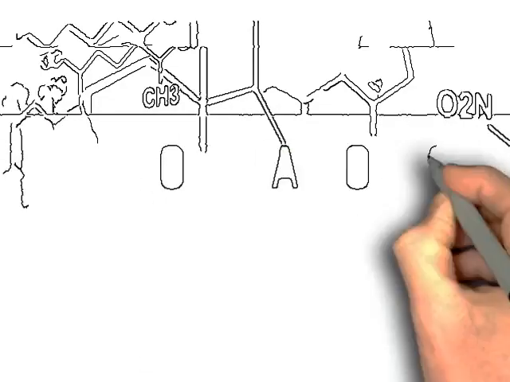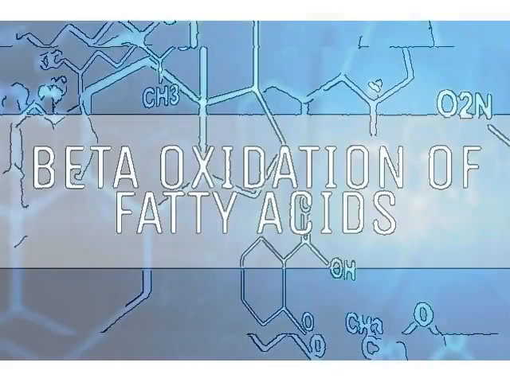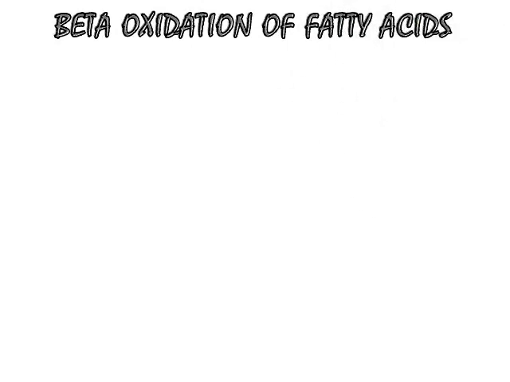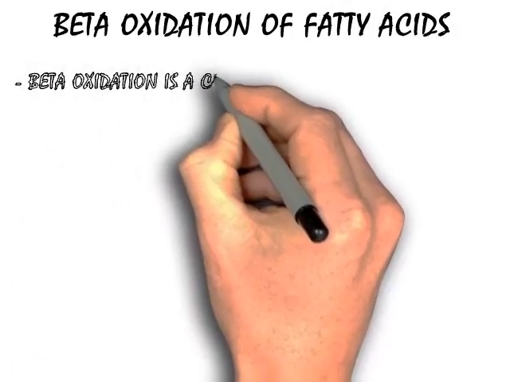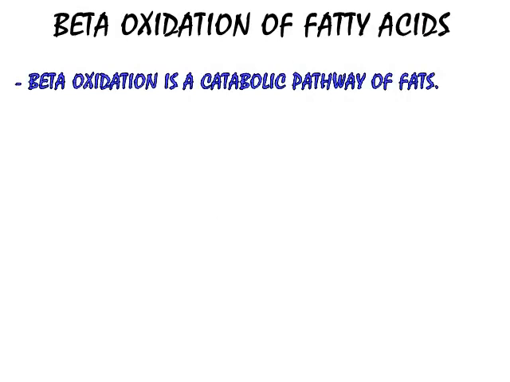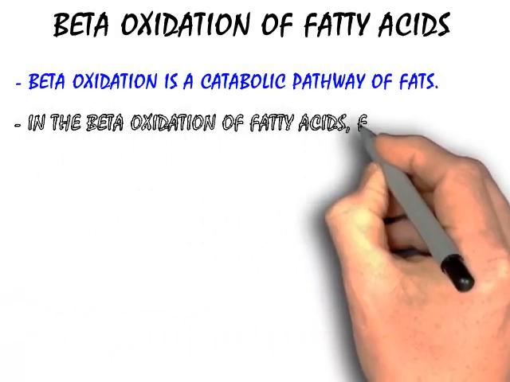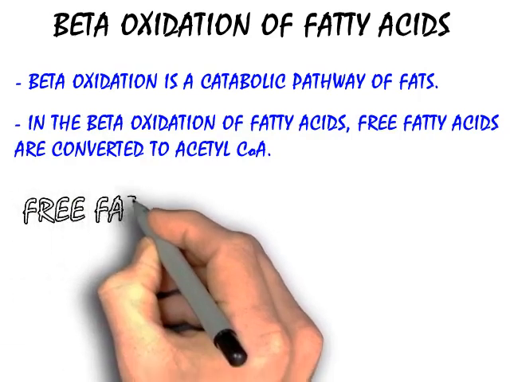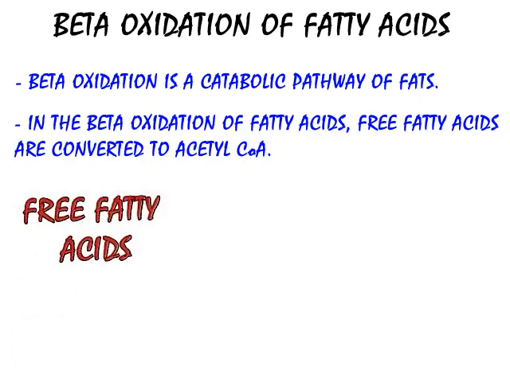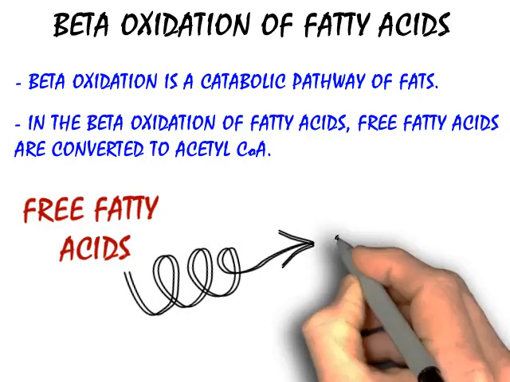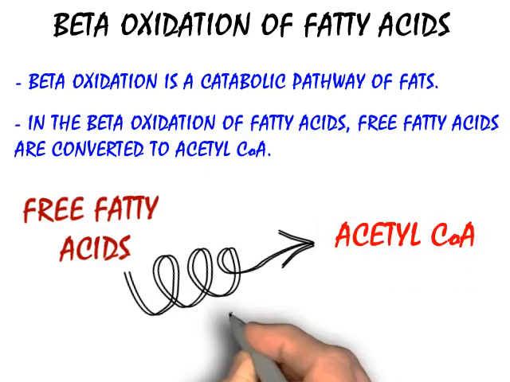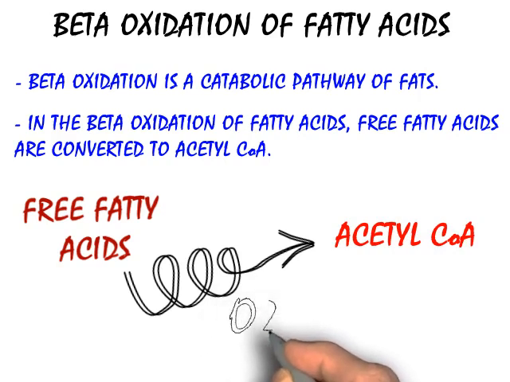Today we are going to learn about beta-oxidation of fatty acids. And in this video we'll cover all important points related to it. Beta-oxidation is a catabolic pathway of fats. In the beta-oxidation of fatty acids, free fatty acids are converted into acetyl-CoA, and during this conversion, oxygen is utilized in one form or another. That is why this process is also known as oxidation.